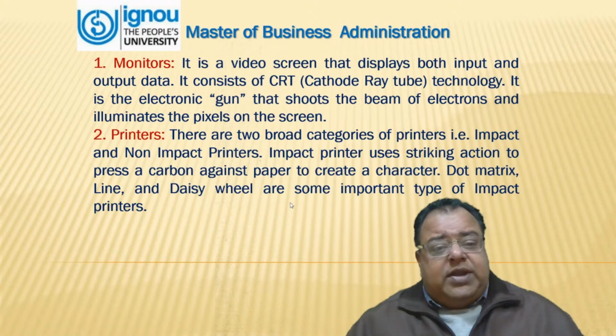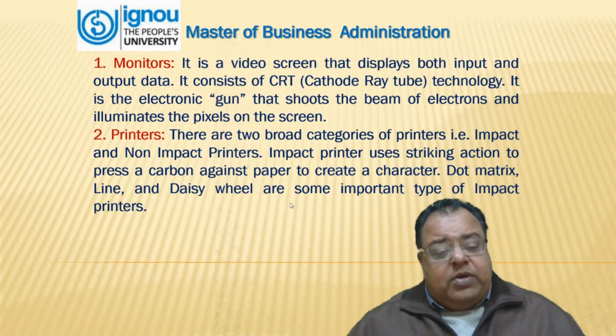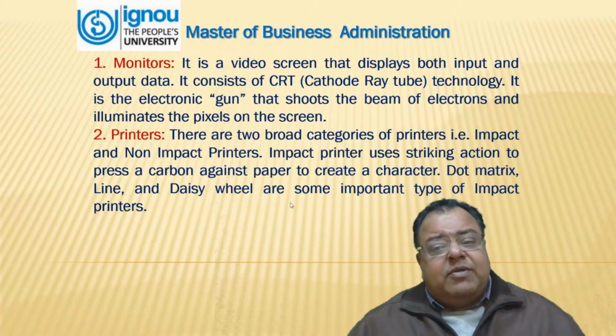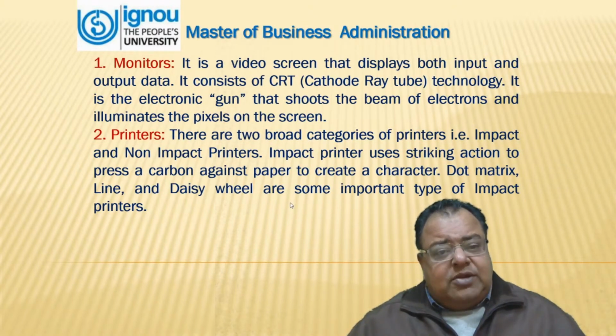The first one is the monitor. It is a video screen that displays both input and output data. It consists of CRT tube technology. It has an electronic gun that shoots a beam of electrons and illuminates the pixels of the screen. This is normally what is being done. Now, as time is changing, we have different types, like LED screens and LCD screens.